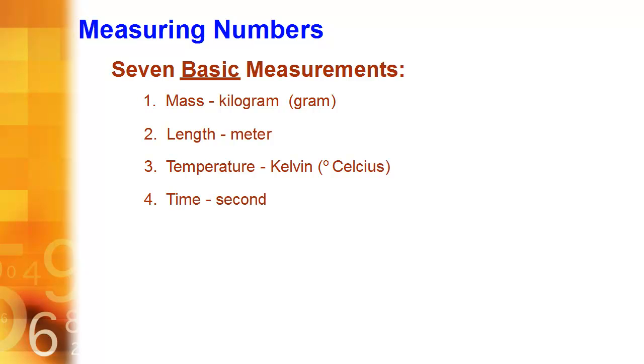Time is another important one. We measure that usually in seconds in the laboratory, although there are cases where you might want to measure something in minutes or hours, or days, or even years for that matter. And another important one in the chemistry laboratory is the number of particles, and that is measured in moles, and that's probably one that you're not familiar with, but you will become familiar with as we go throughout.